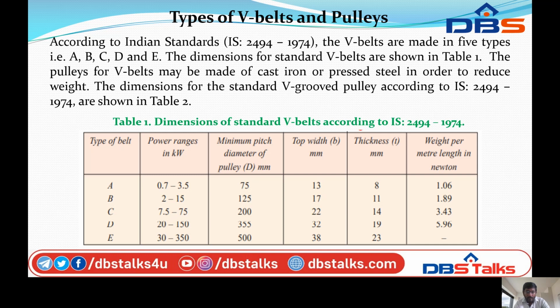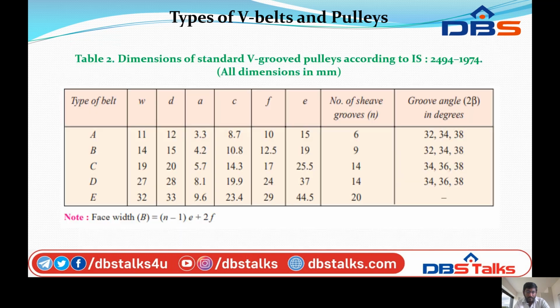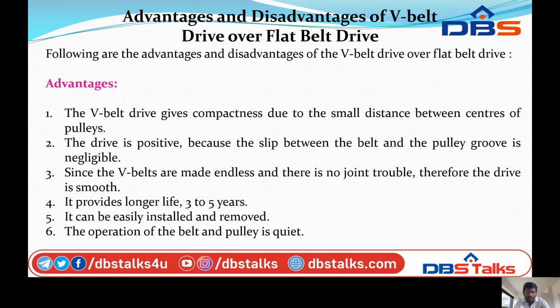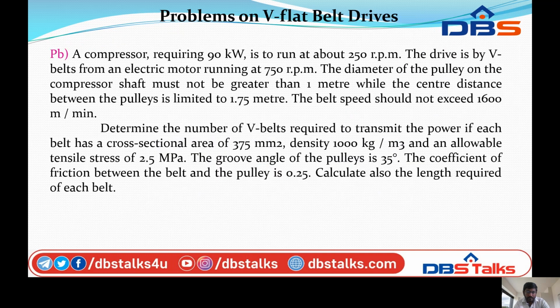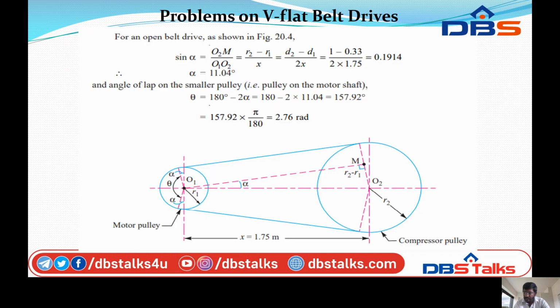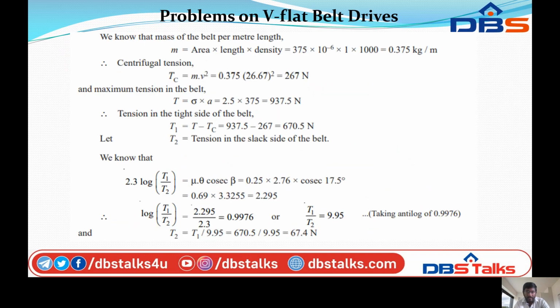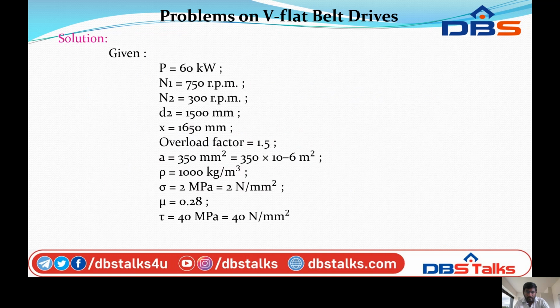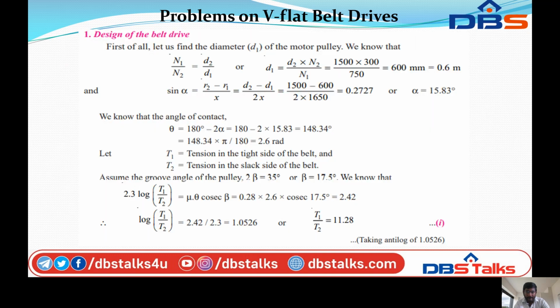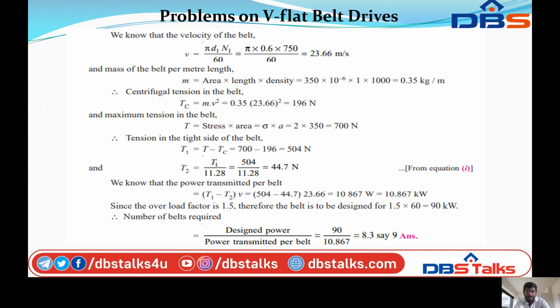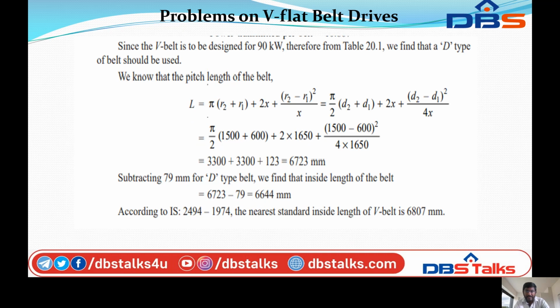This is given in the problem. So the D belt is for 90 kilowatts, taken in tabular form. So the V belt is designed for 90 kilowatts. Therefore, from table 1, the D type belt should be used.